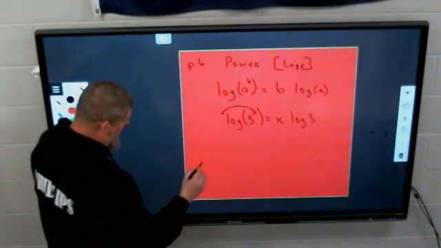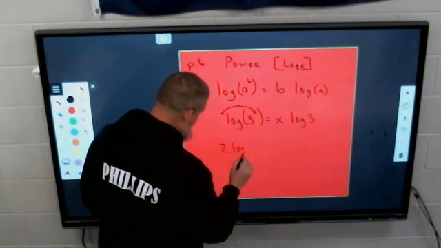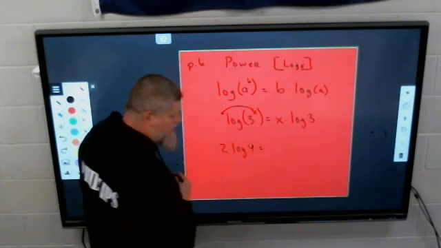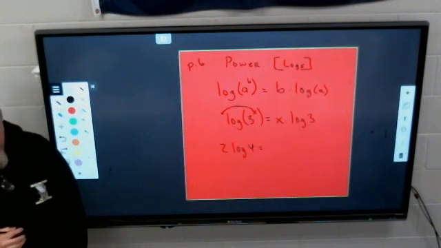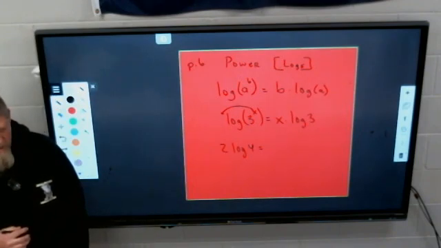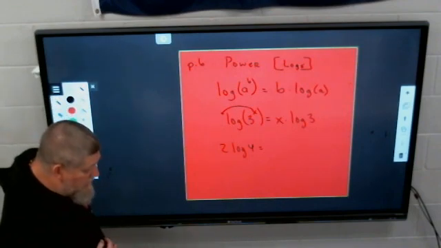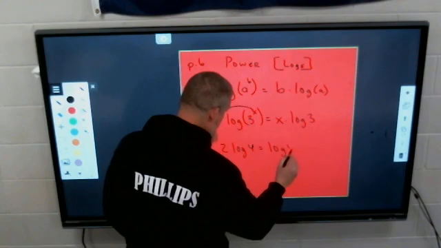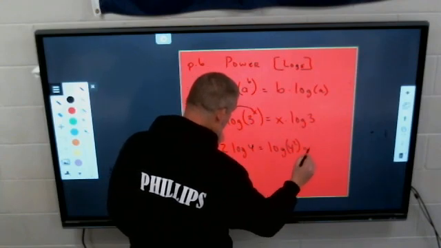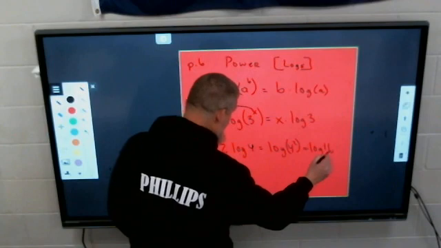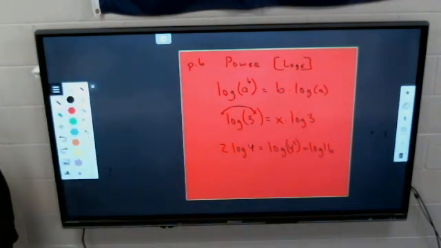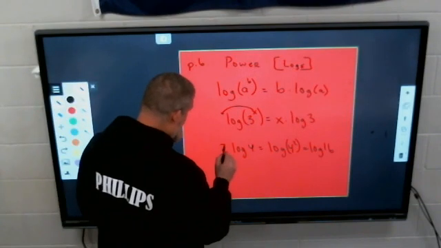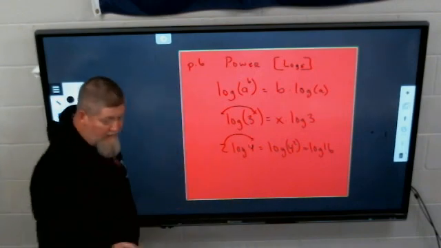Or vice versa. Let's say I have 2 times the log of 4. That's going to be equal to what? Log 4 to the second power. Say it again. Log 4 to the second power, which is log of 4 squared, 16. Yep, which is the same as log of 16. Correct. So that power rule gives me the freedom to have it down front or as an exponent, whichever way I need it.